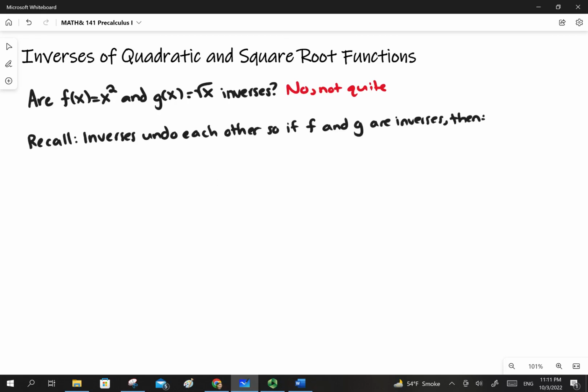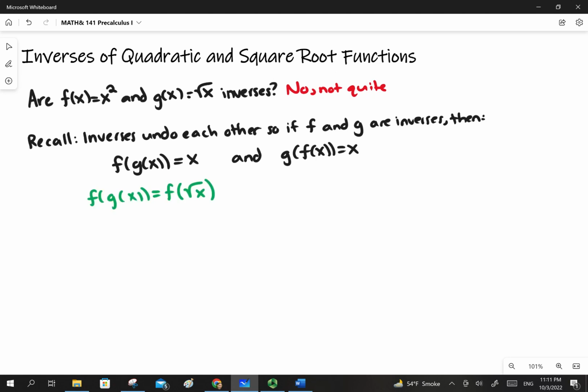So if f(x) = x² and g(x) = √x were inverses of each other, then f(g(x)) and g(f(x)) would both have to equal x. f(g(x)), which is f of the square root of x, which is the square root of x squared, certainly does equal x, so that works just fine. But g(f(x)) = g(x²) = √(x²) is tricky.